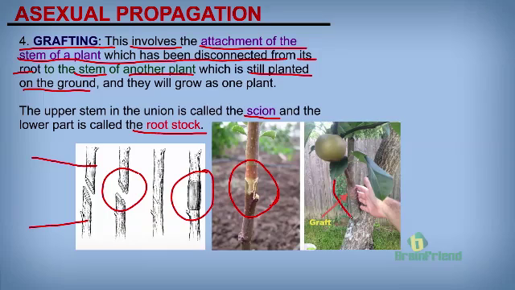This is an example of a crop that was combined via grafting. You could see this is a pear gotten from another plant, and this is a stem of another plant already growing on the soil. And this is the point where the grafting was done.